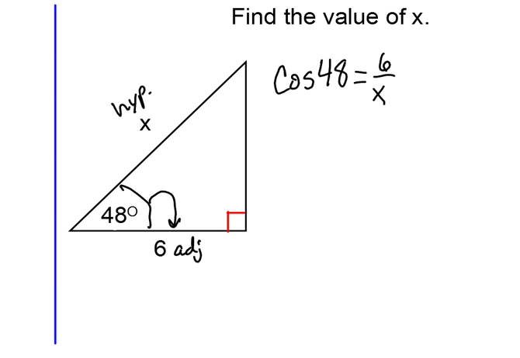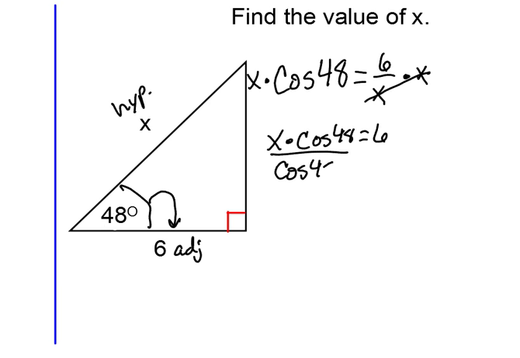Time to use those couple of steps. Times by x will get the x to go away. Don't forget the times by x on the other side. Rewrite our problem. X times the cosine of 48 is now equal to 6. It says times by cosine 48, so I'm going to divide by cosine 48. Divide it on both sides. Now the x is alone, and to find what it equals, I just need to do 6 divided by cosine 48. I get approximately 8.97.